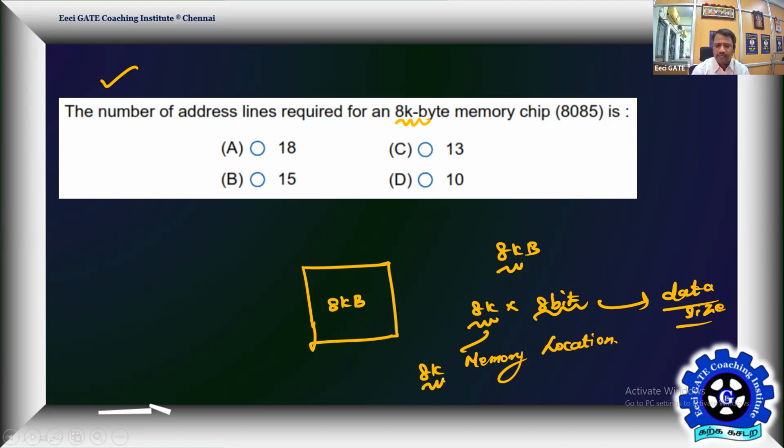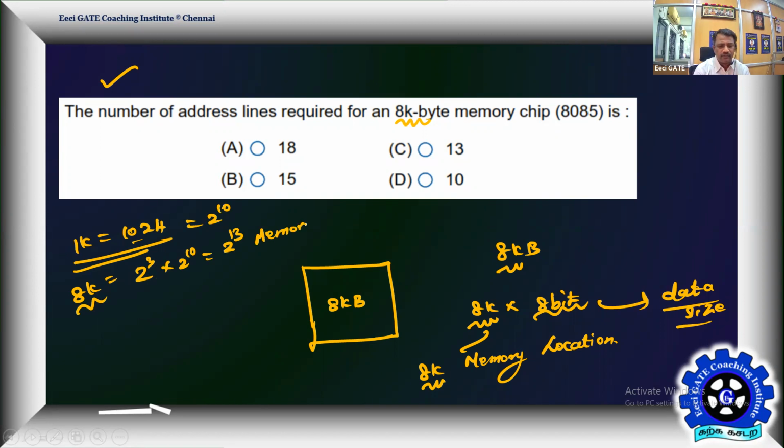So we have 8K memory locations. 1K is nothing but 1024 in digital, which is 2 power 10. 8 is 2 power 3, and this is 2 power 10. So 8K is nothing but 2 power 13 memory locations. When we have 2 power 13 memory locations, you need a 13-bit address. Simple.